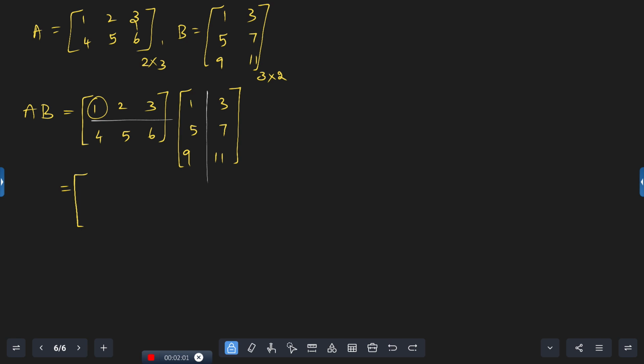So first element with the first element means 1 into 1. You write that, 1 multiply 1. Plus, when I go to the second element, second element with second element, I should give plus here. So that is 2 multiply 5. Again plus when I go to the third element, 3 into 9. So here the elements are over, and here also the elements are over. Now leave that. Stop your product.